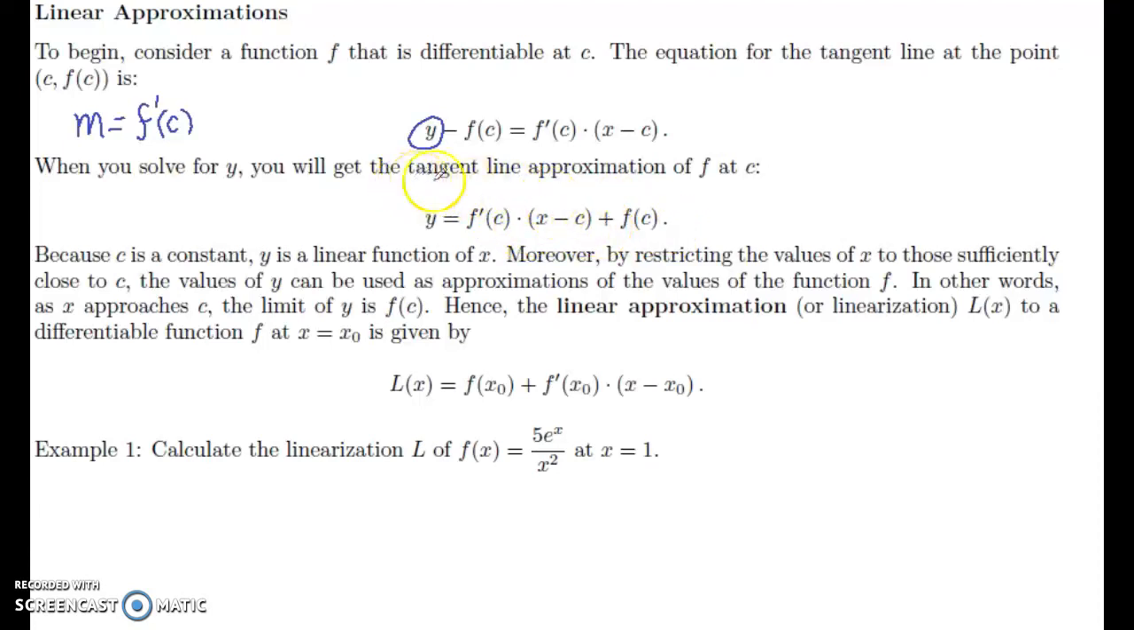So this is the tangent line approximation of f at c. The only unknown is just the x, because if we know c, it's just like m times x plus b when we simplify this. And based on this equation, the linear approximation, or we simply call it the linearization, L of x to a differentiable function f at the point x0 is given by, so instead of y it's L of x because it's a function of x.